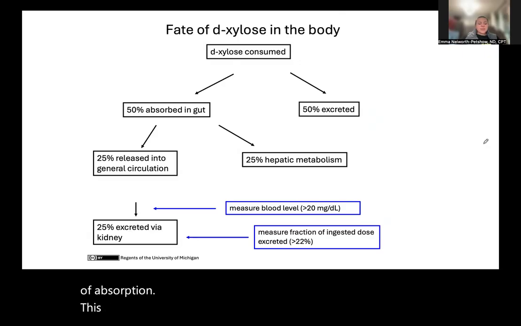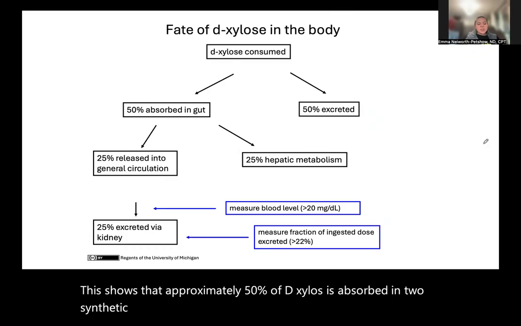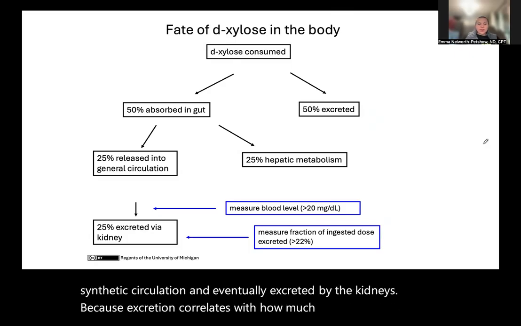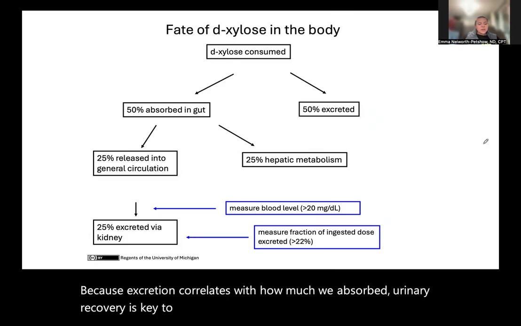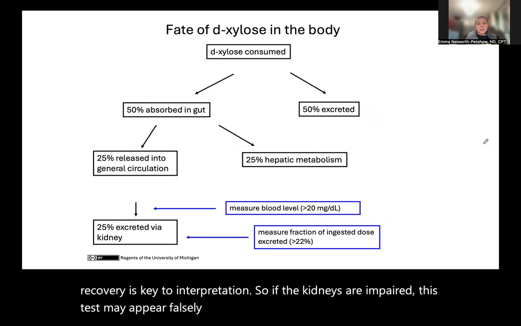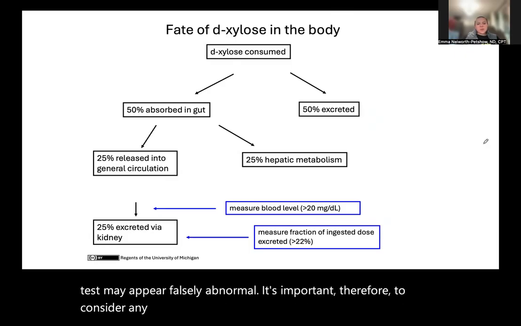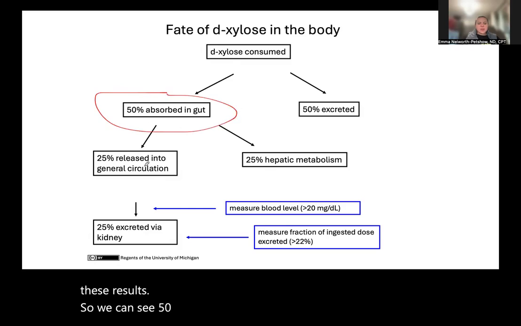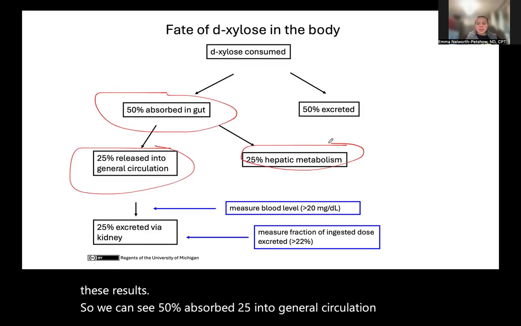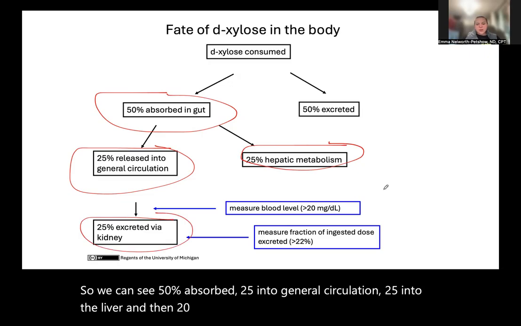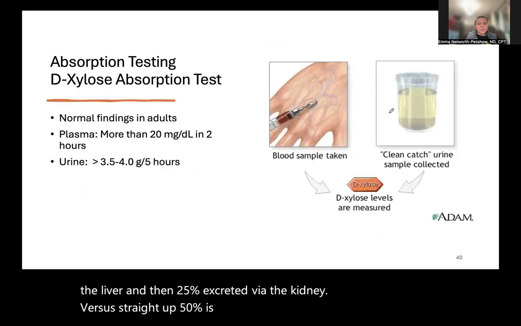This shows that approximately 50% of D-xylose is absorbed into systemic circulation and eventually excreted by the kidneys. Because excretion correlates with how much we absorb, urinary recovery is key to interpretation. So if the kidneys are impaired, this test may appear falsely abnormal. It's important, therefore, to consider any renal function or renal condition when interpreting these results. So we can see 50% absorbed, 25% into general circulation, 25% into the liver, and then 25% excreted via the kidney. So straight up, 50% is automatically excreted.